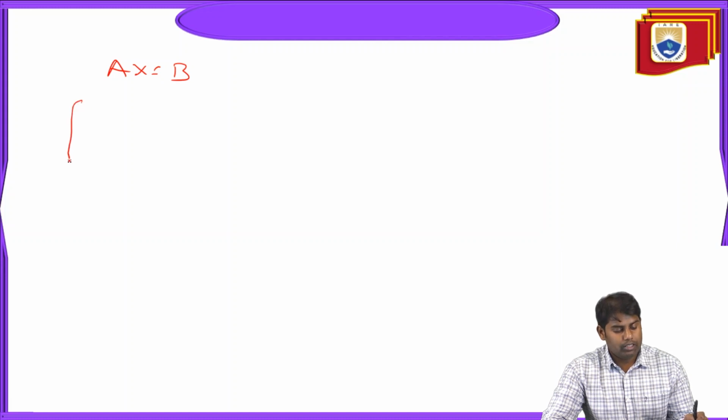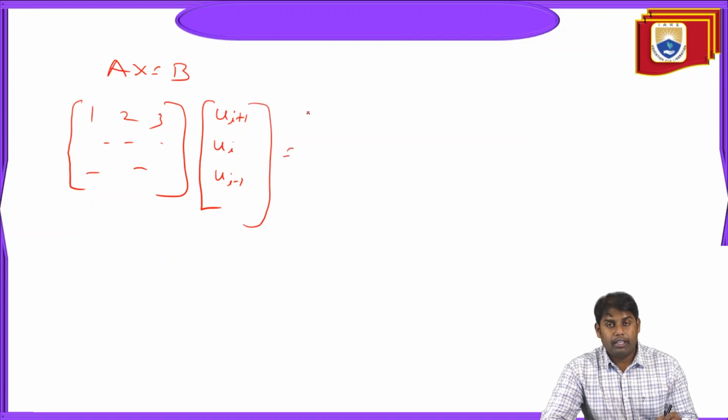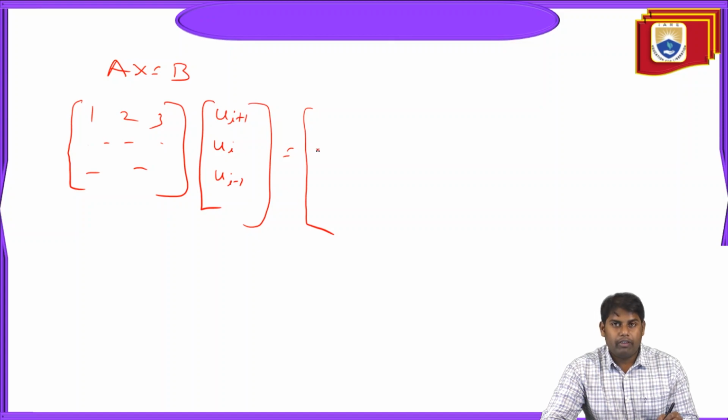So this A will consist of a matrix, which consists of variables 1, 2, 3, and so on. The x will consist of the parameters, let's say u of i plus 1, u of i, and u of i minus 1, at the different levels. And this B is nothing but the source terms, if we have any. Basically we have only one unknown variable, for n plus 1, n plus 2, something like that.